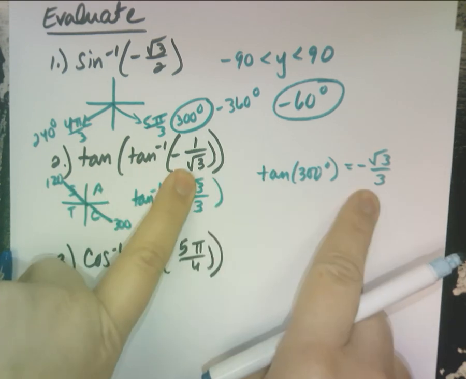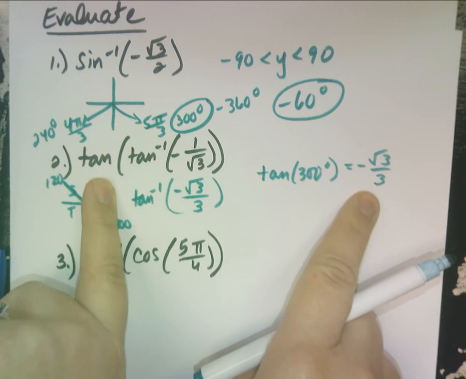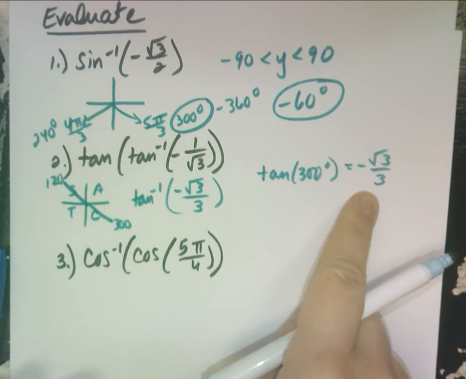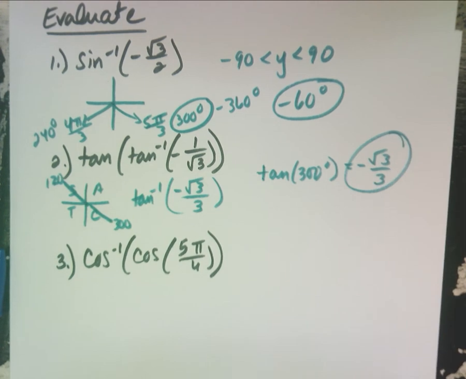I got that as my answer. Did you see that? Maybe you didn't. That's why I took you the long way, because I want you to notice that could happen. Okay? So my answer is the same thing, negative root 3 over 3.